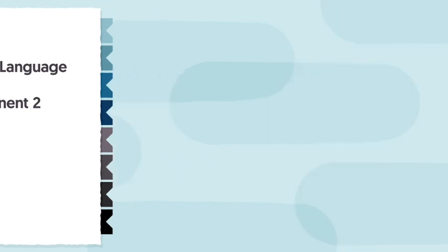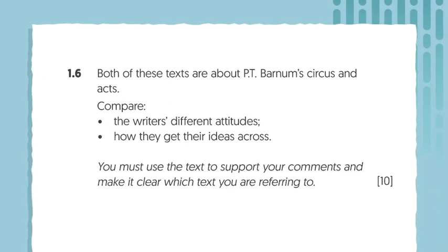So the question we'll be looking at here is, both of these texts are about P.T. Barnum's circus and acts. Compare the writers' different attitudes and how they get their ideas across. It's worth 10 marks. Before you begin to answer the question, you need to make sure you've decoded it accurately by highlighting the key words.